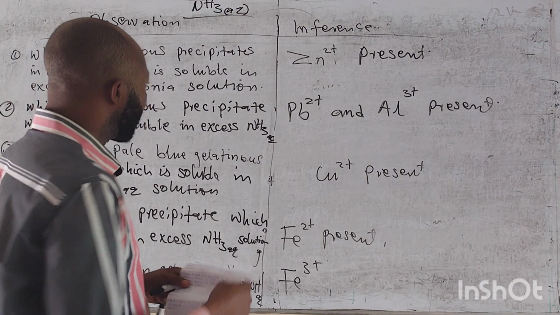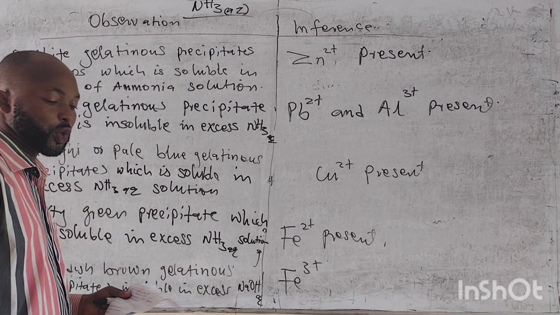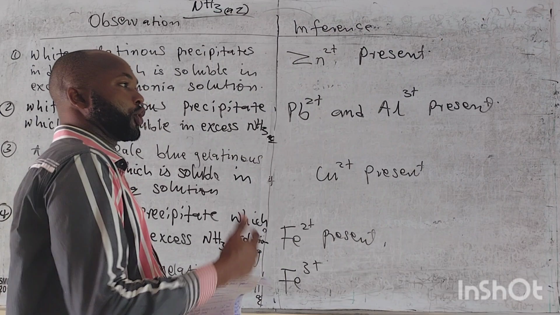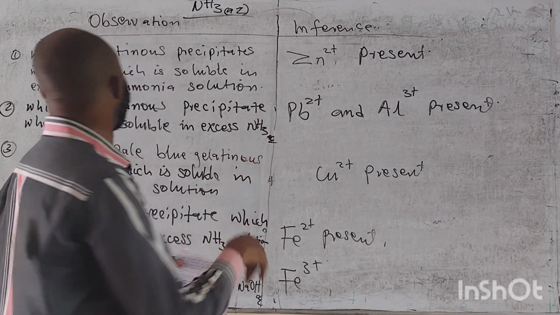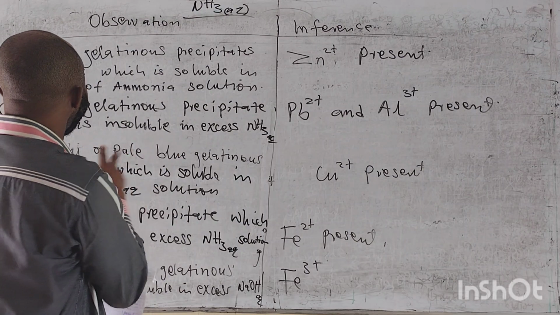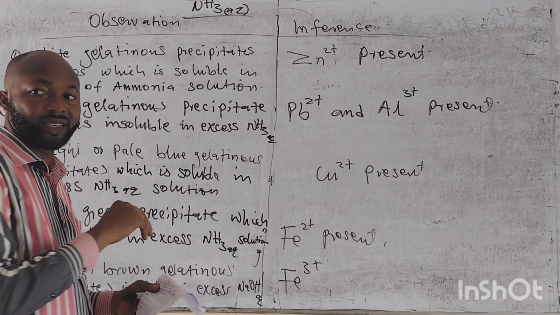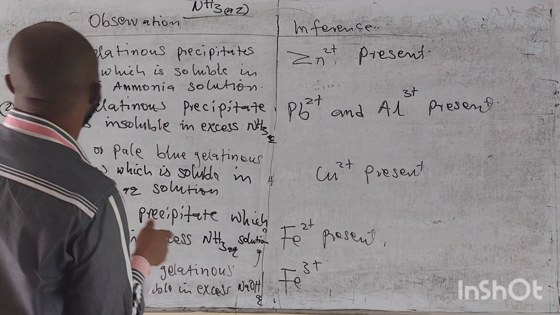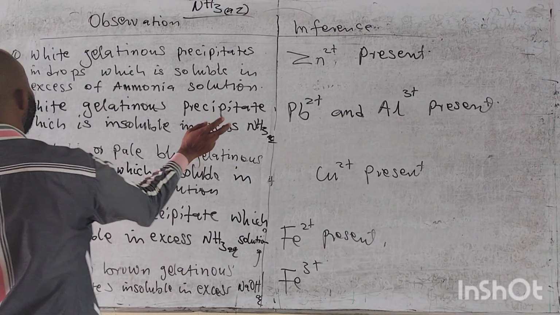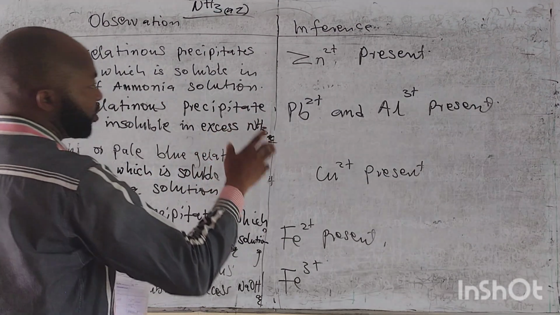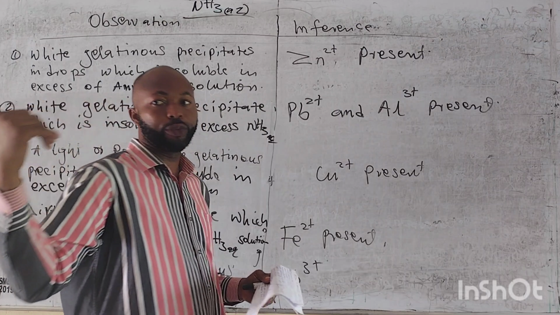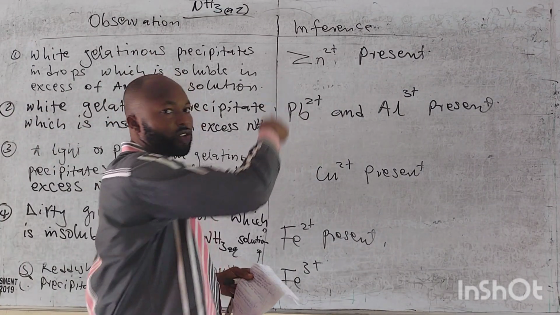Okay, now we are here again. The first one was with sodium hydroxide, and the second one is with ammonia. Let's talk about ammonia now. We said a white gelatinous precipitate in drops, which is soluble in excess of ammonia solution, means zinc 2 ion is present. A white gelatinous precipitate which is insoluble in excess of ammonia solution means lead and aluminium are present. Remember, lead and aluminium were soluble in sodium hydroxide, but they are not here. Only zinc is soluble here.